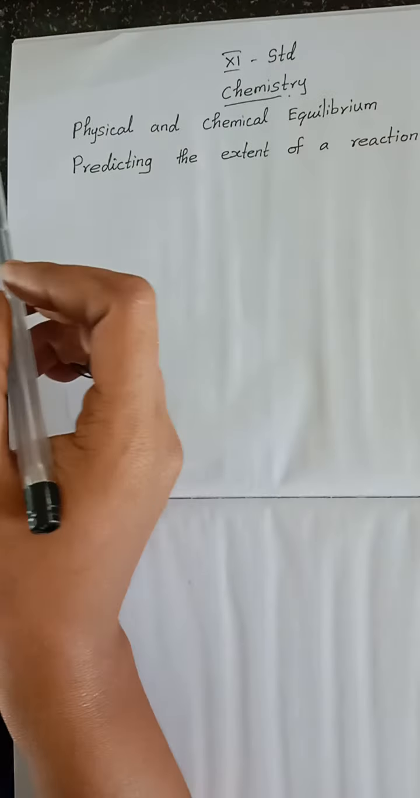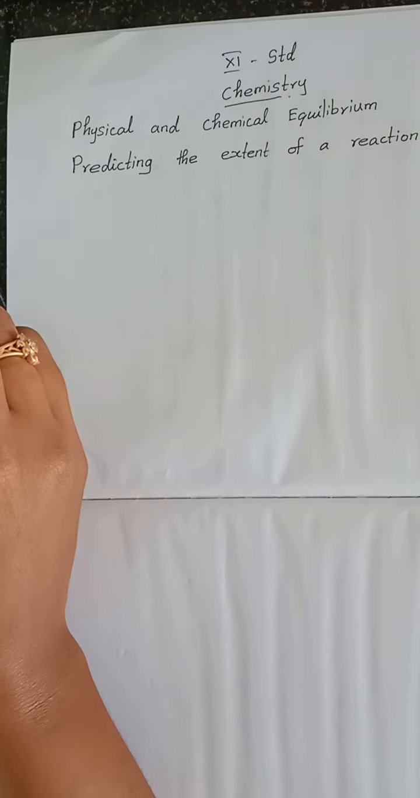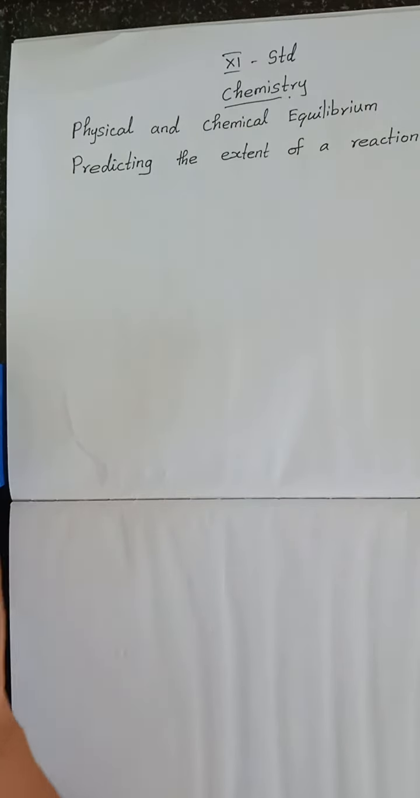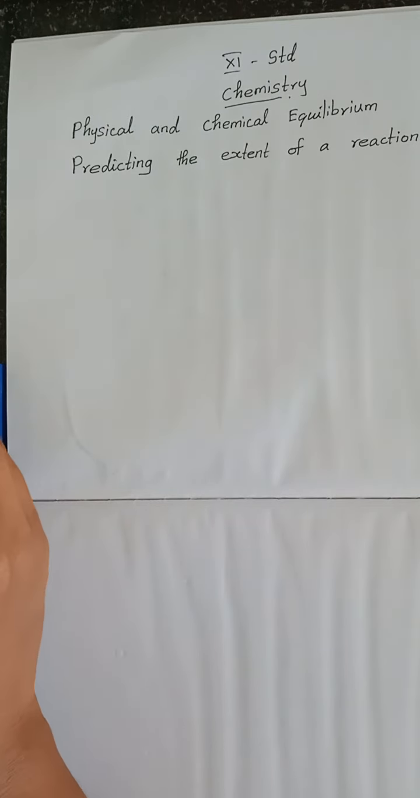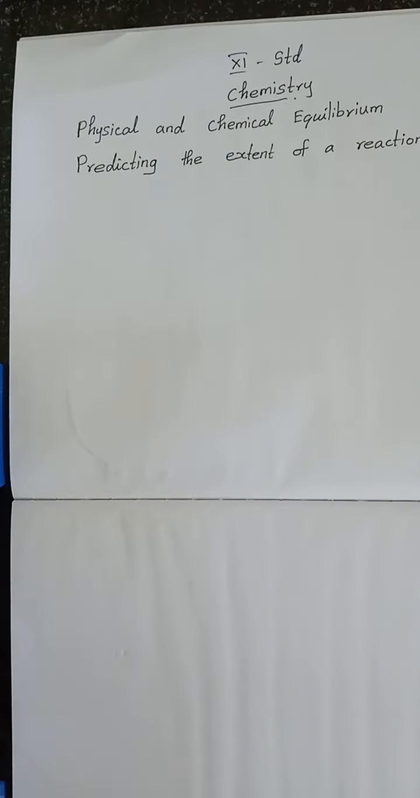Already I taught in this lesson what a chemical reaction is, what homogeneous and heterogeneous reactions are, what the law of mass action is, and the relationship between Kp and Kc. Then I continue. The next topic is the application of equilibrium constant.